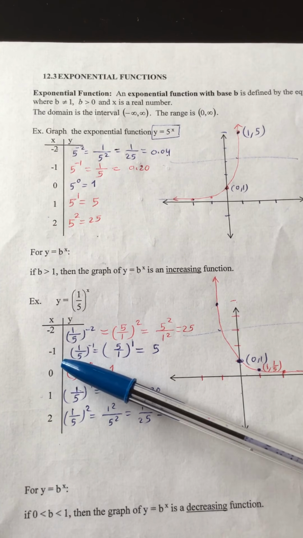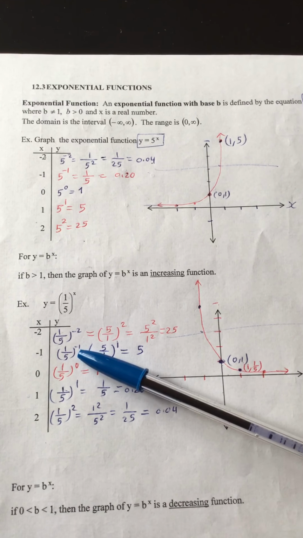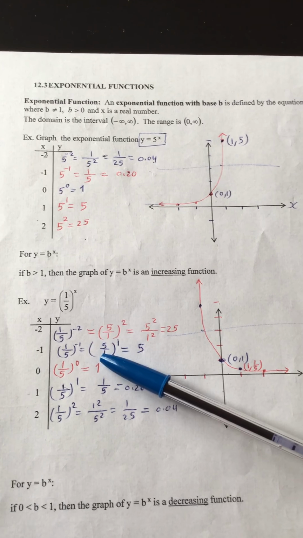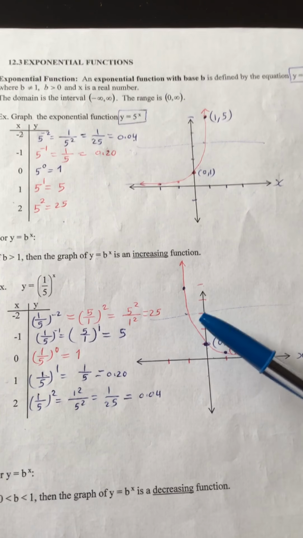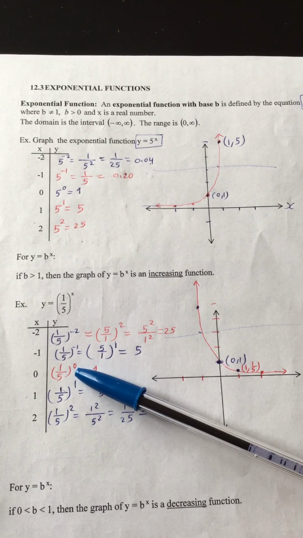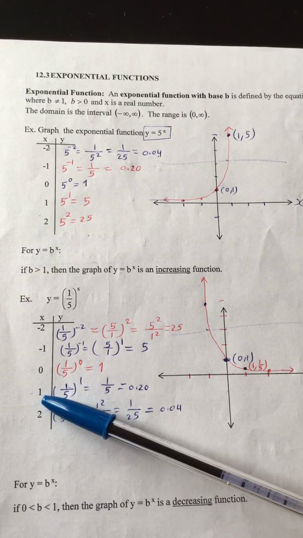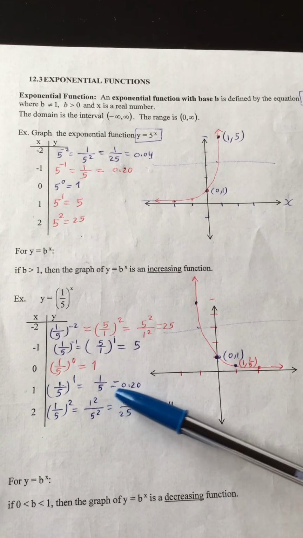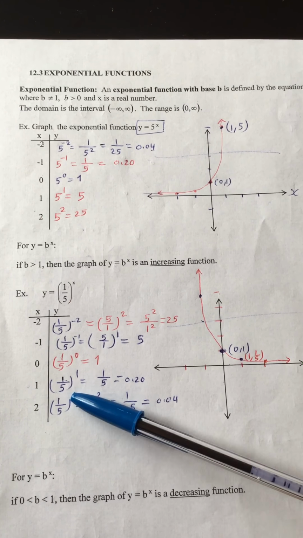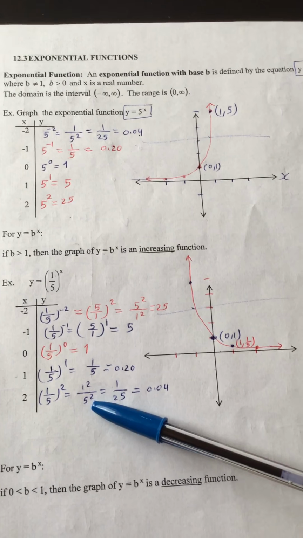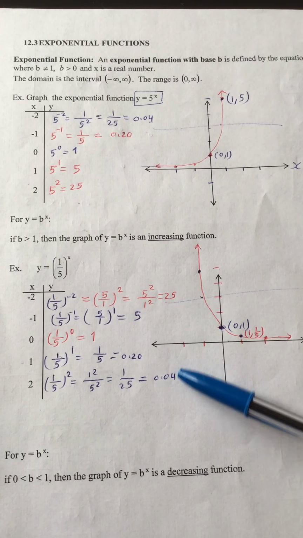If x equals -1, 1/5 to the -1 equals, flip this fraction, 5 over 1, then change negative to positive. 5 over 1 is 5. 1/5 to the power 0, any number to the power 0 equals 1. Then when x equals 1, 1/5 to the power 1 equals 1/5, which is equal to 0.2. If x equals 2, 1/5 squared equals 1 squared over 5 squared, which is equal to 1 over 25, and this is equal to 0.04.